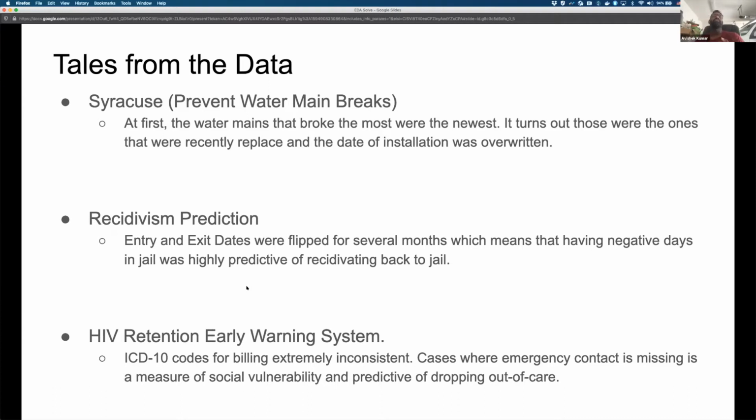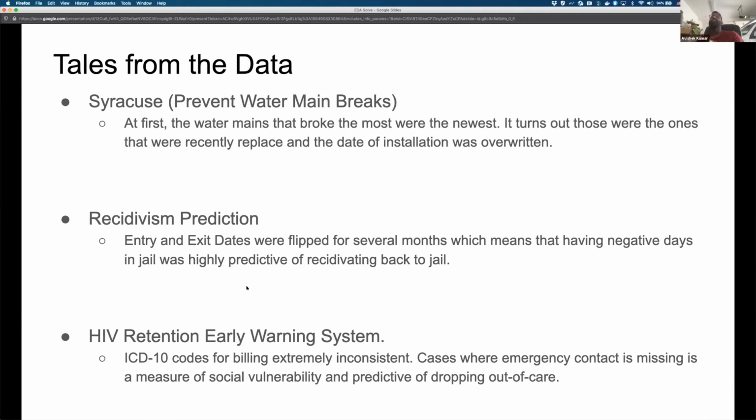These are issues that came up. So in Syracuse, where you want to prevent water main breaks, what we saw when we initially looked into the data is that the newest water mains had the most breaks on them. And this didn't make sense to us. So we went to them and said, this doesn't make any sense. If they're new, they shouldn't be breaking.